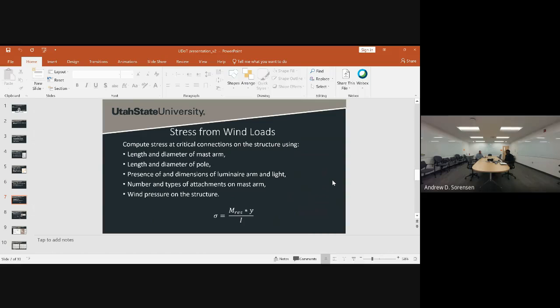As I mentioned earlier, the wind speeds are converted to wind pressures and then to forces acting on the mast arm as well as the poles. These forces are then used to compute stresses at fatigue critical locations, including the mast arm to its base plate connection, as well as the pole to its own base plate connection. These stresses were computed using moments at this location, as well as some of the cross-sectional information at the location.